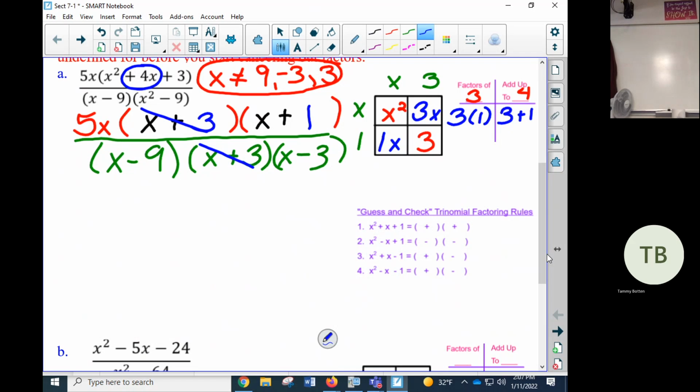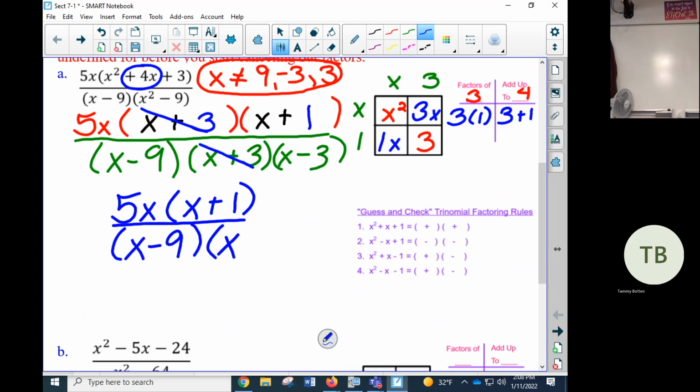Do you think I could cross out this x and this x? No. What if this was a 5x? Could I cross out that 5x and that 5x? No. Why not? Because it has a minus 9 with it. Okay, so now all you're going to do is write what's left on the top. That's your answer. And what's left on the bottom, and you leave it in factored form. Like this, and that's your answer.